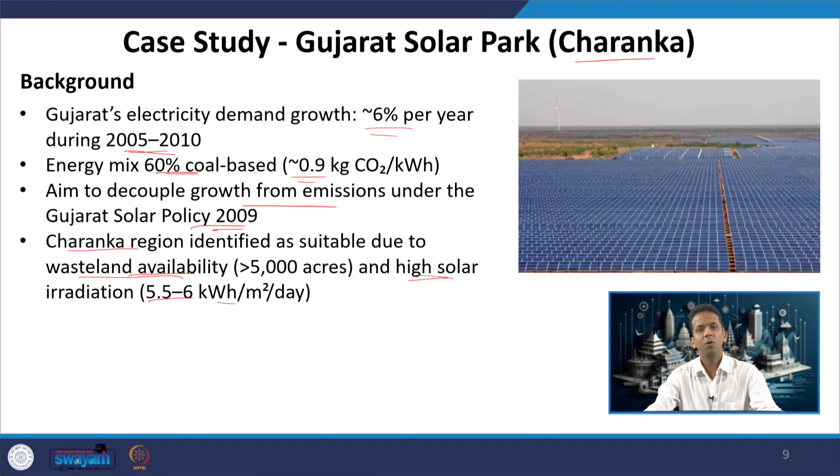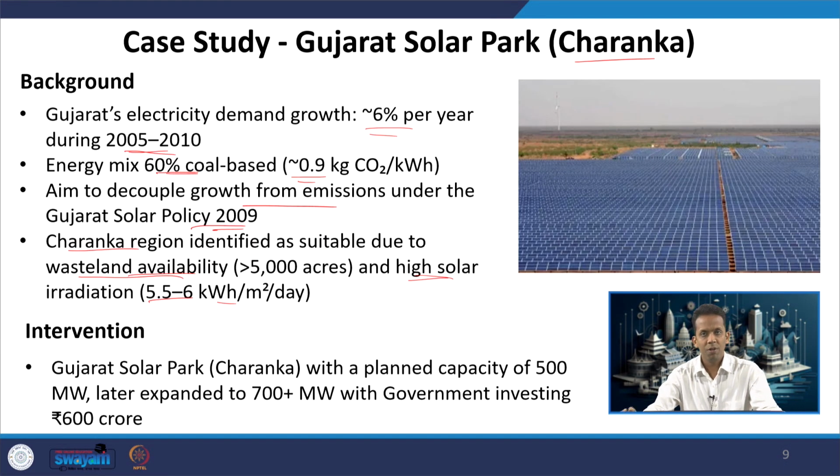With this background, the intervention carried out by the government was mainly the Gujarat Solar Park with a plant capacity of 500 megawatt. It started with 250 megawatt initially, and then later it got expanded to 500 and finally to 700 plus megawatt, with the government investing almost 600 crores during that time. At present I think it is generating approximately 730 megawatt.